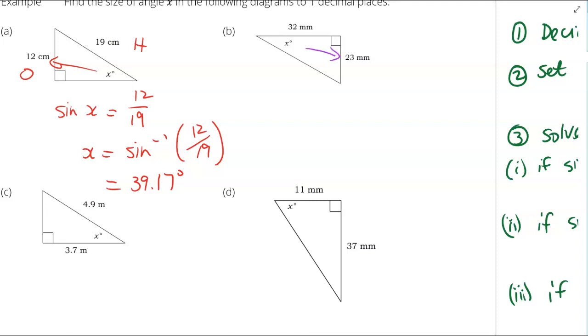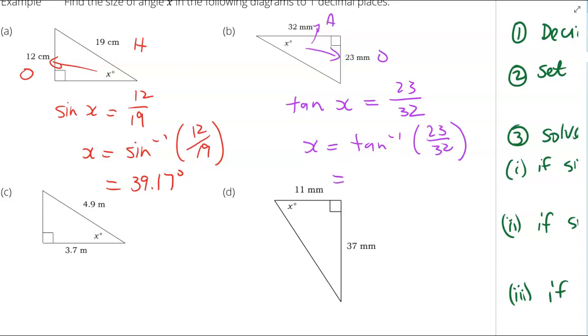Next one, here we've got opposite and adjacent. So the trig ratio is tan. That's step 1. Decide on the ratio. Step 1, it's tan. Set up the equation. Tan x is 23 on 32. Solve. Again, it's 3 part 3 because we're solving for an angle. So x has to be inverse tan. Whatever that is.